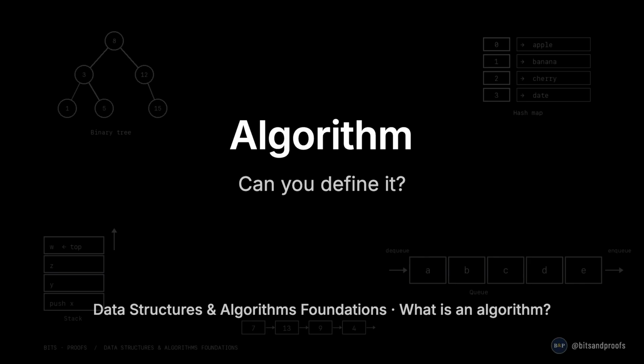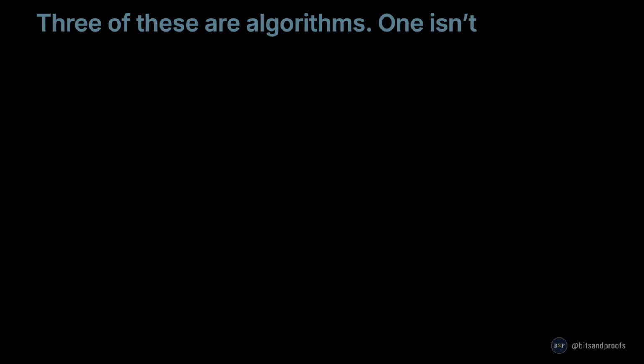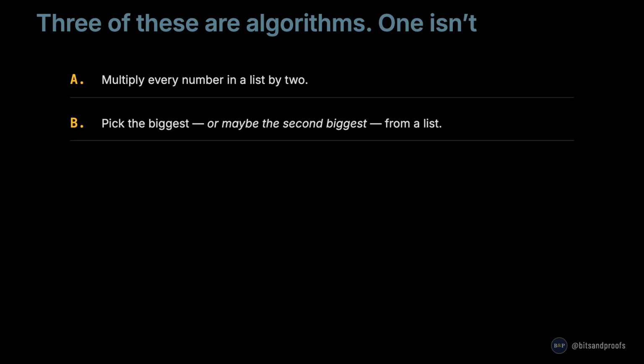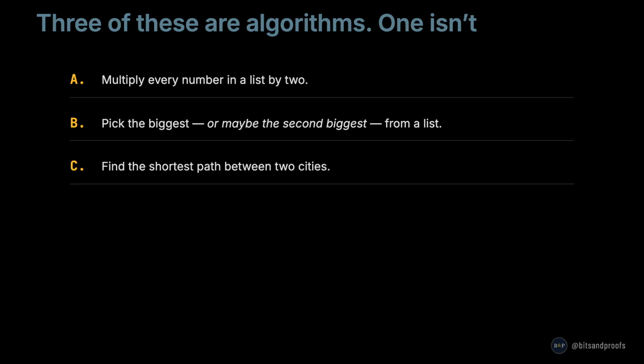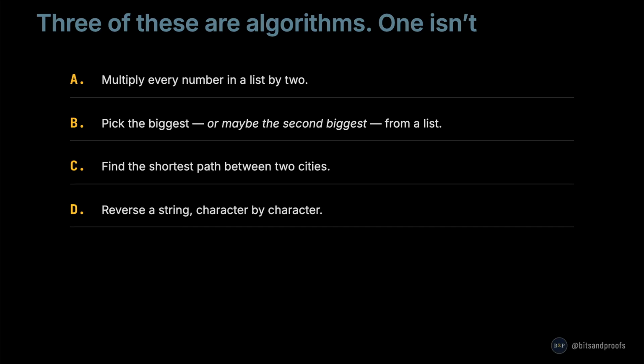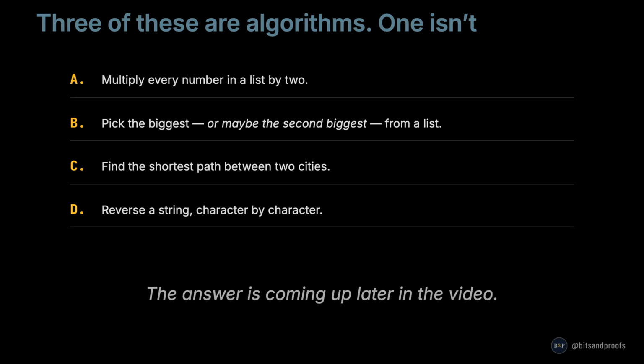Data structures and algorithms foundations. What is an algorithm? Here's the test. 3 of the next 4 instructions are algorithms. 1 is not. Watch for the difference. A. Multiply every number in a list by 2. B. Pick the biggest, or maybe the second biggest, from a list. C. Find the shortest path between 2 cities. D. Reverse a string character by character. Pause the video and answer for yourself which one and why. We will come back to the answer later in this video.